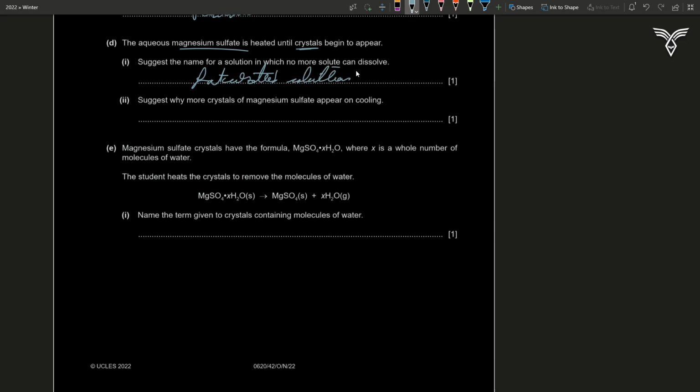A good realization: here the question says a solution in which no more solid can dissolve, and you're supposed to know that it's a saturated solution. But if he asks you what a saturated solution is, you tell him it's a solution in which no more solid can dissolve at a certain temperature, because at different temperatures the saturation range can change, or the solubility of certain compounds, reagents, or whatever you're using in your reaction can change. That's why more crystals of magnesium sulfate appear on cooling.